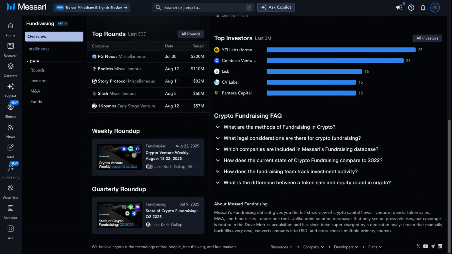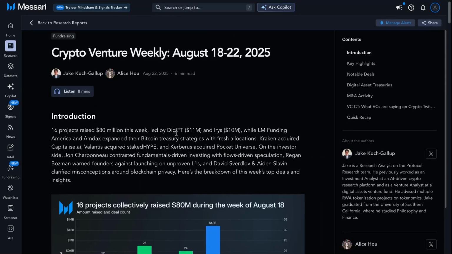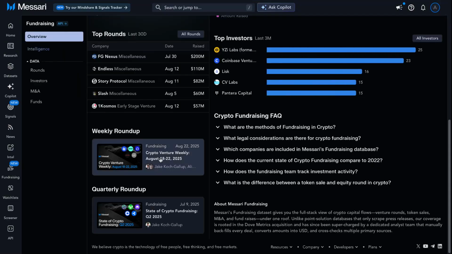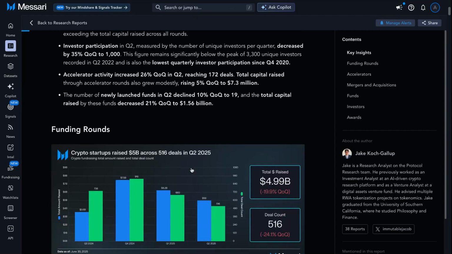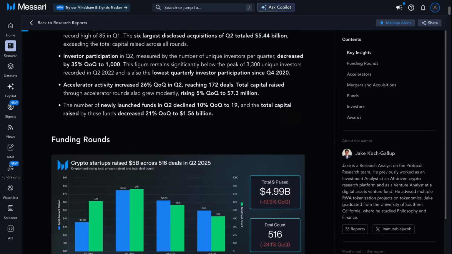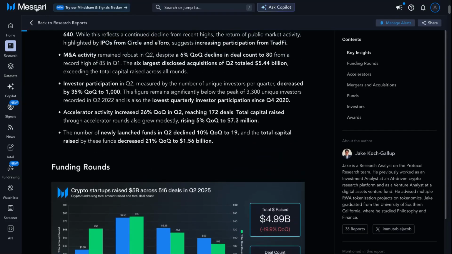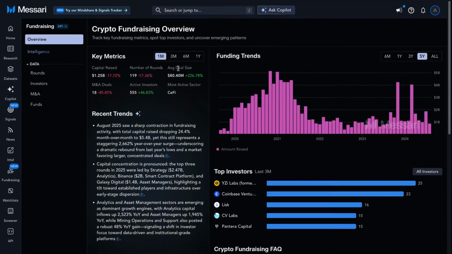Additionally, we have our weekly roundup and quarterly roundup, which are written by our research analysts and give you the weekly trends in fundraising. And the quarterly roundup gives you the quarterly report on all of the relevant metrics, trends, and interesting deals that have occurred, curated by our research team.